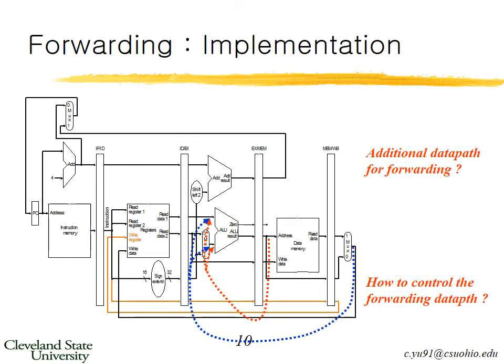So this is just the additional data path. The additional data path comes from the memory stage and the write back stage, and it can feed into the first source or the second source input of the ALU. So there are four additional data paths, and the question is, of course, how do we control them? We probably need an additional multiplexer in front of the ALU.